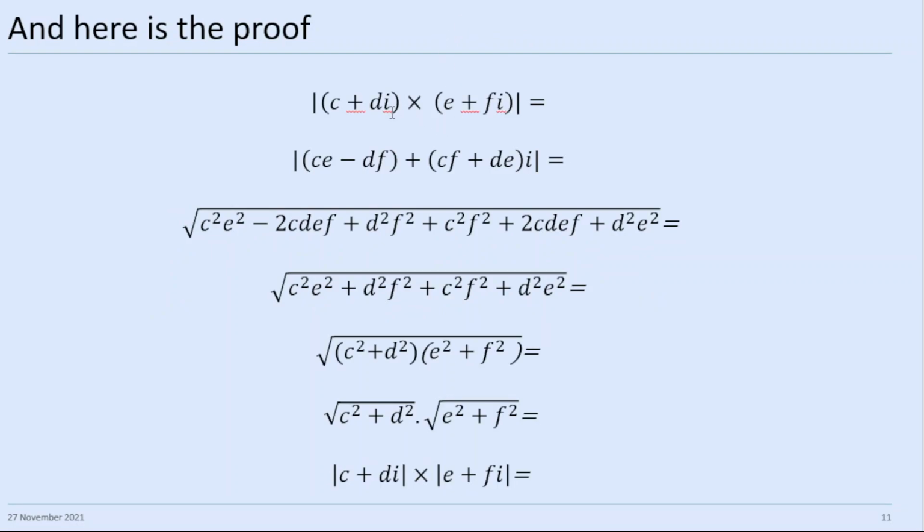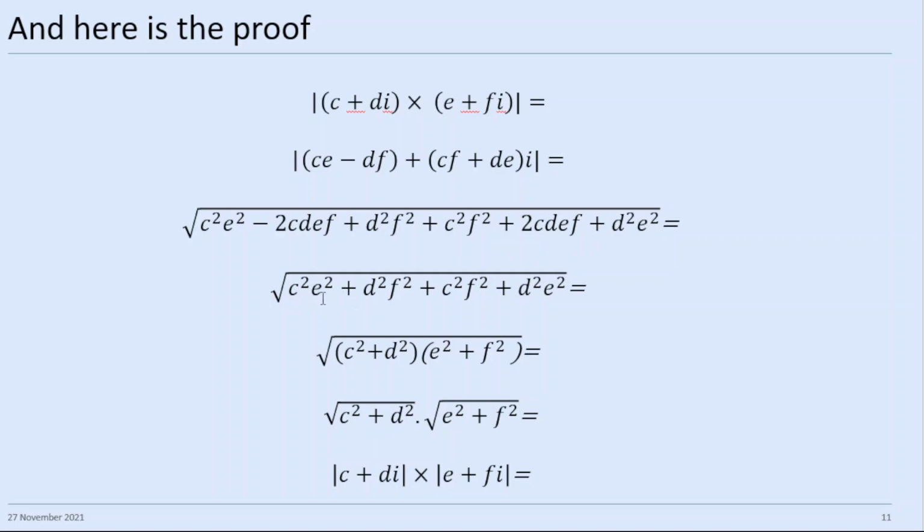And then the modulus of this, we have to square both terms and then square root them. So we've got to square this, and square root them. So square of ce minus df, c squared e squared minus 2cdef, ce times df, cdef, there's two of them, plus d squared f squared. Then we've got to add on c squared f squared plus 2cdef, timesing these two together, there's two terms, plus d squared e squared, the back bit. Then we notice that minus 2cdef and plus 2cdef definitely cancel.